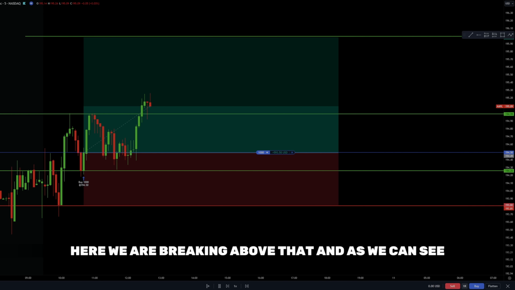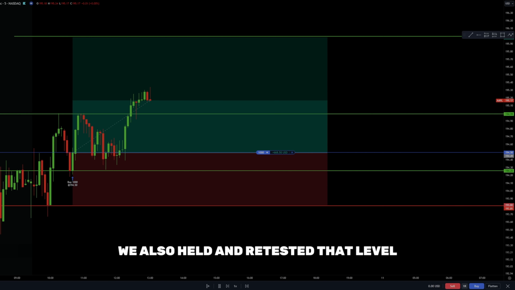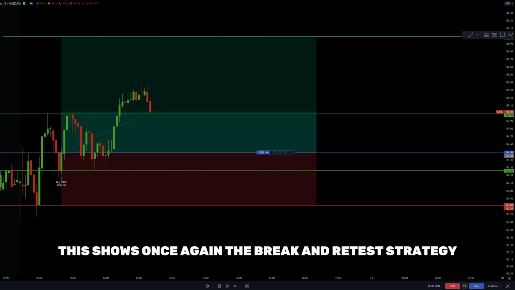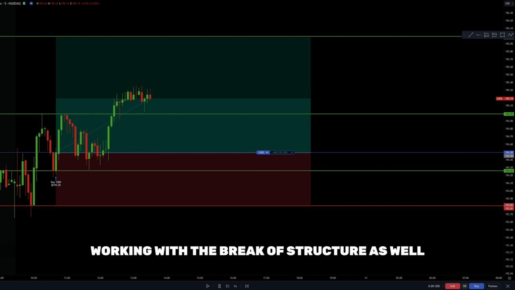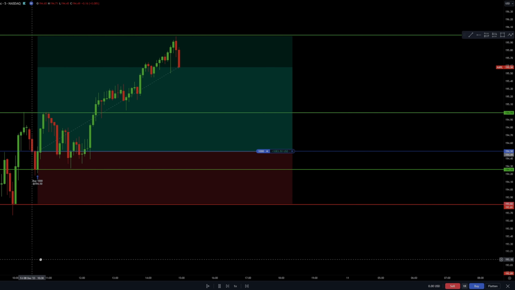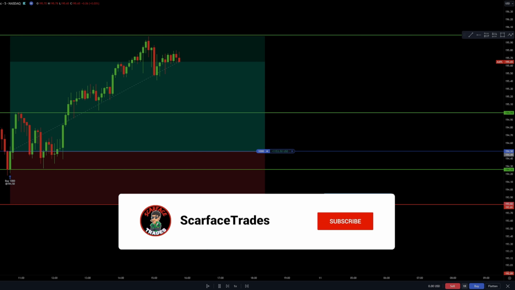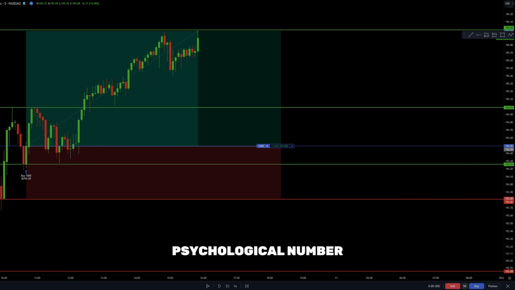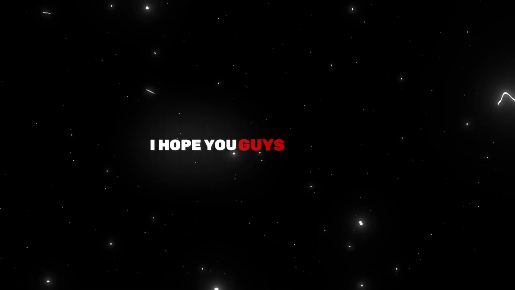Here we are breaking above that. And as we can see, we also held and retested that level. This shows once again the break and retest strategy working with the break of structure as well. Just like that, we hit our profit target for the 196 psychological number, and this gave us a $1,393 trade. I hope you guys are able to understand market structure and liquidity in a much more simple way.